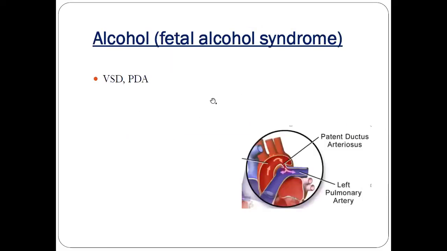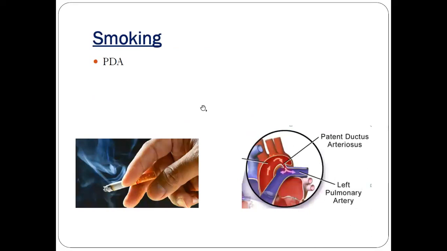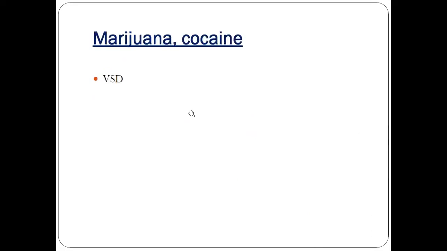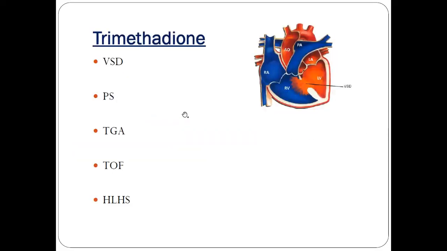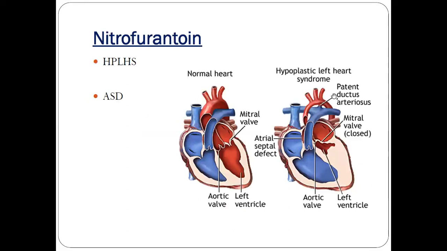Coming to ingestion and exposure, ingestion of alcohol during pregnancy can lead to VSD, ventricular septal defect, and patent ductus arteriosus. Smoking can again lead to patent ductus arteriosus. Marijuana or cocaine abuse can lead to ventricular septal defect. So we should all be aware of all these congenital heart defects which can occur.